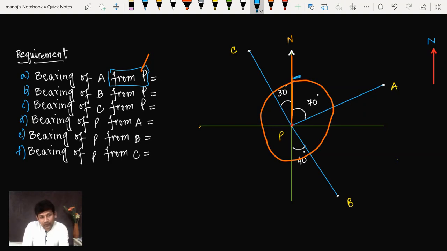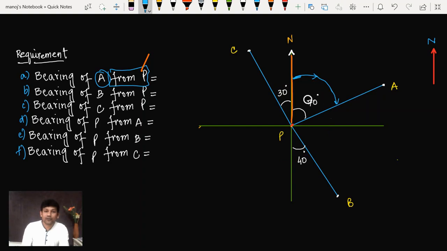What I have to do from this point, north, with P, north is here, up. From north, I will move clockwise till point A. So, where is A? A is here. So I will remove this circle. Very simple. Draw a circle and travel on the circle.